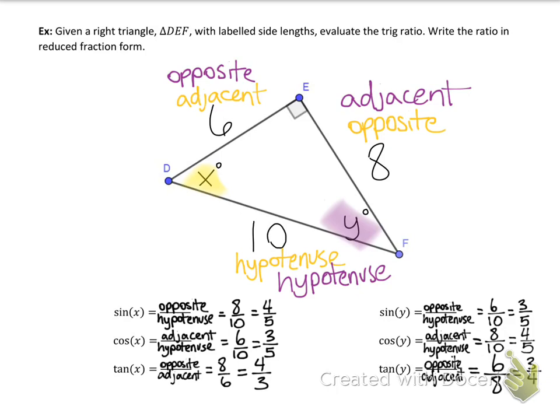So then the sine of the angle of y degrees is 3 over 5, the cosine of that angle is 4 over 5, and the tangent of that angle is 3/4. And that's how we calculate trig ratios.